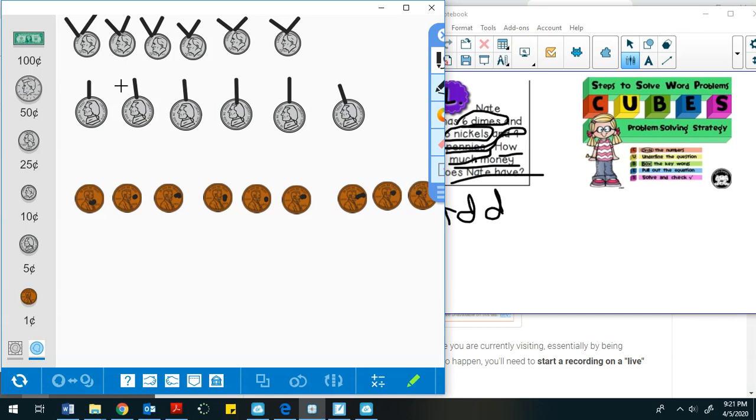Now we can go through and count by 5s for all of our hairs and 1s for all of our freckles. So let's do that together. 5, 10, 15, 20, 25, 30, 35, 40, 45, 50, 55, 60, 65, 70, 75, 80, 85, 90. Now counting by ones, 91, 92, 93, 94, 95, 96, 97, 98, 99. So Nate had 99 cents.